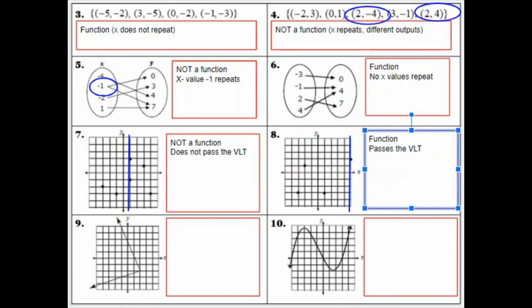All right, over here, can I draw a vertical line that hits more than 1 point? Yep, right there, I'm hitting 2 points. So again, not a function, does not pass the vertical line test. Last one, can I find a location where if I draw a vertical line, I hit more than 1 point? Looks like no, everywhere is good, so that last one is a function and it passes the vertical line test.